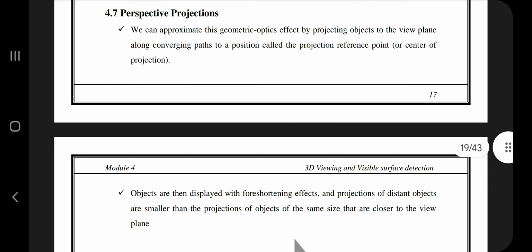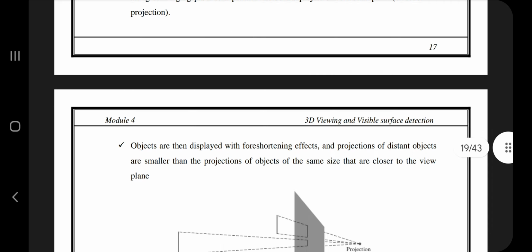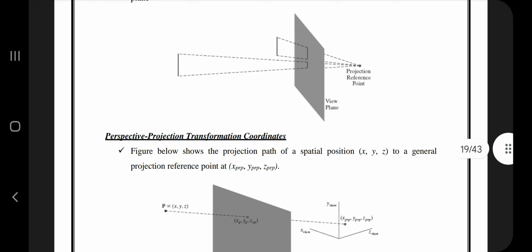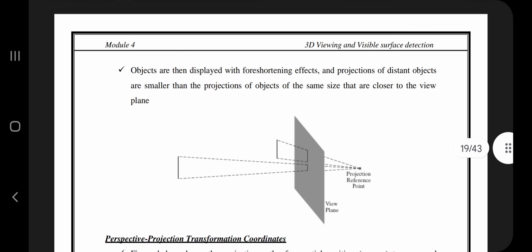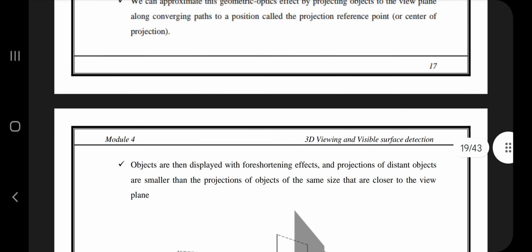Let's move on to the perspective projection. For perspective projection, make sure you draw the frustum. Wherever you draw the diagram, draw the frustum. Don't draw the rectangular parallelepiped. Here you should draw it like this, becoming smaller. Wherever you draw the projections, the same things already discussed for the above one, you have to do here also.